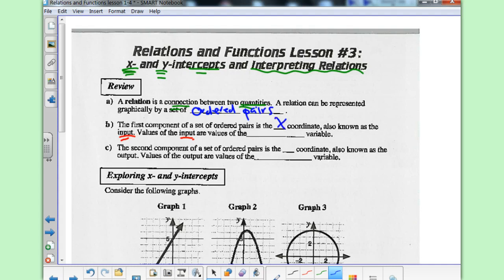The values of the input are values of the independent variable. So x is considered the independent variable, or you guys in science might call it the manipulated variable. And the second variable of an ordered pair is the y-coordinate, and it's also known as the output. And that is called the dependent variable. And I think in science, you guys call that the responding variable.